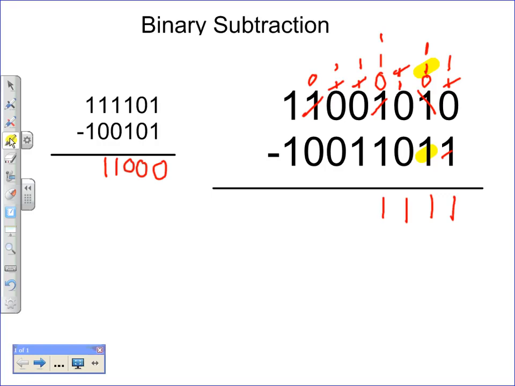And the next column, we have the 1 minus the 1, so we have a 0. Then we have a 1 minus 0, so we have a 1. A 0 minus 0 is 0. 1 minus 1 is 0. So we don't even really need those 2 zeros. And there's our answer.